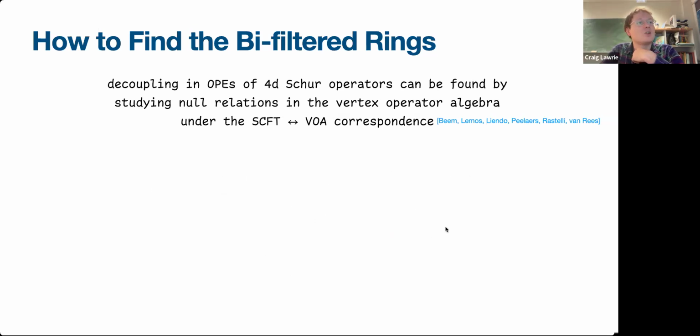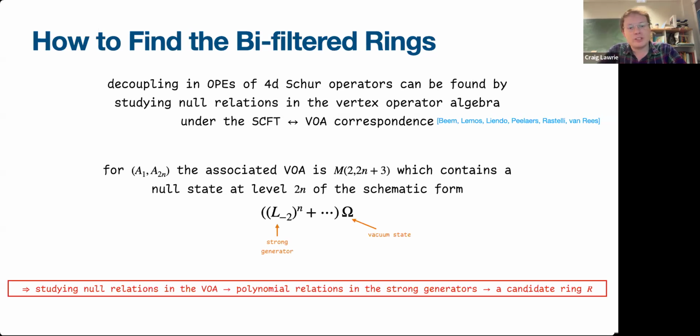Okay. So what we learn, or what we want to take advantage of, is that we can study null relations in the vertex operator algebra of the theory. This gives us polynomial relations in the strong generators of that VOA. And if we rephrase these as algebraic conditions, this gives us a candidate ring. And perhaps surprisingly, this works. Okay, so this is the logic.